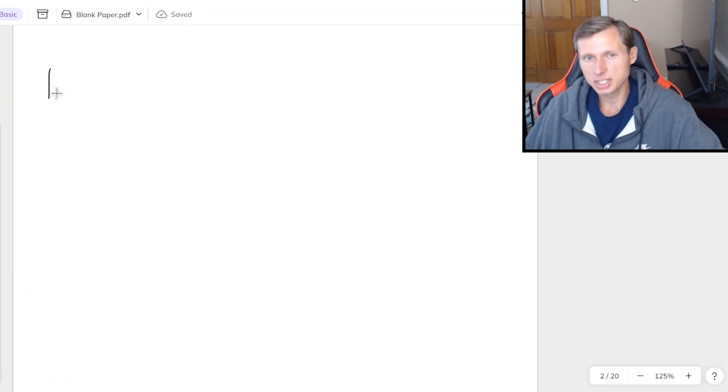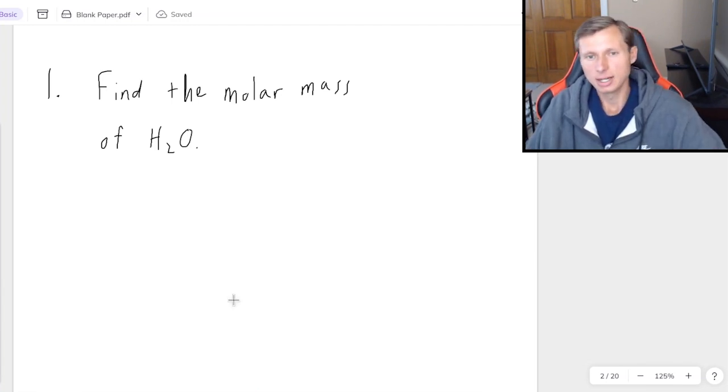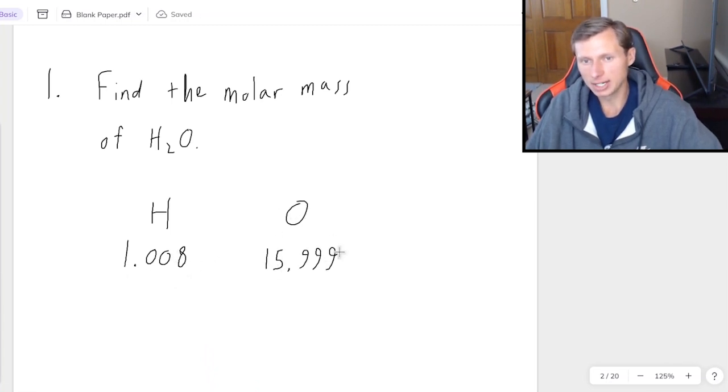So let's do some questions now with molar mass, starting with this first one. Find the molar mass of H2O. So here's all I have to do. First, I open up my periodic table and I look at the molar masses for both hydrogen and oxygen individually. Usually I like to round it to 3 decimal places, but really you should do whatever your teacher or professor says. So that means hydrogen is 1.008 and oxygen is 15.999.